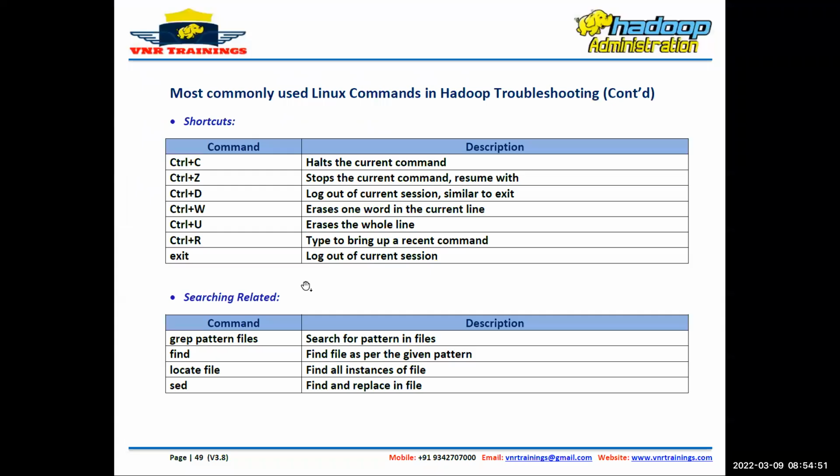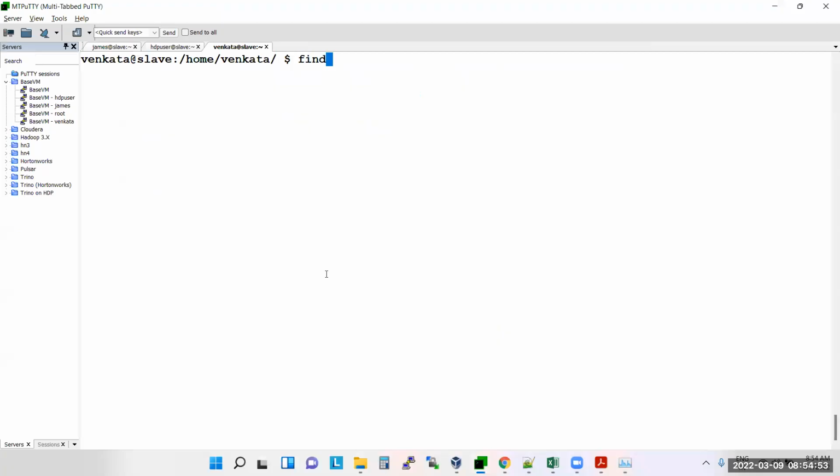If you want to find, you give the path. If you give this, it will search in the first disk. If you do MNT disk 1, it will search in the second hard disk, disk 2. You can give any path. If you give etc, it will search inside the etc directory. You should give the path and you should give the name.